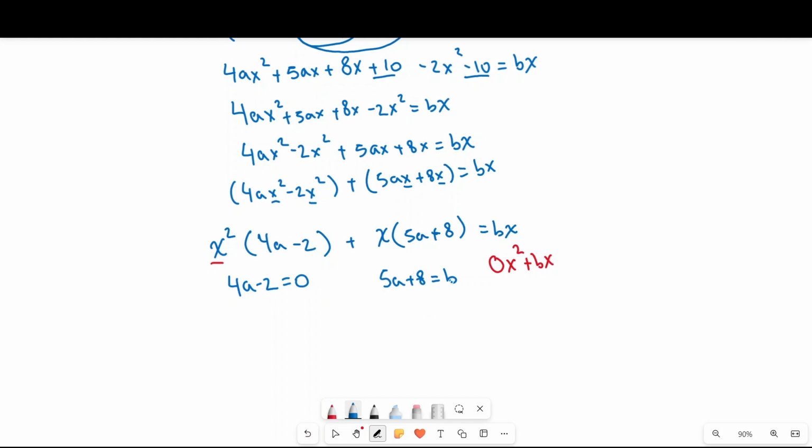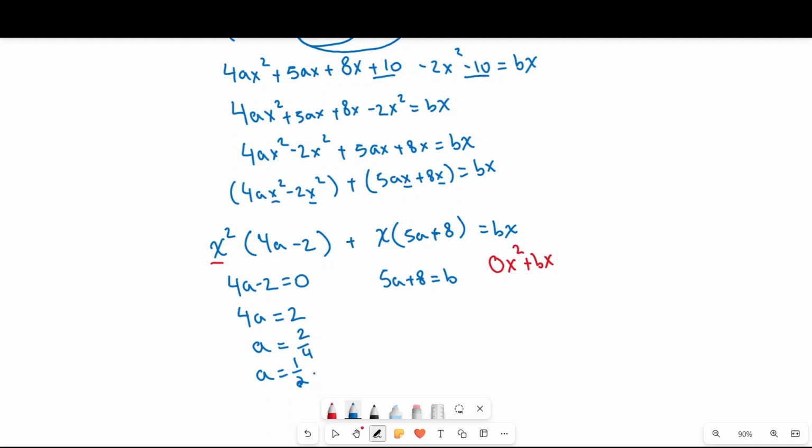Okay, so in order to find the value of b, we need the value of a, which we can find by solving for a in this equation. By adding 2 to both sides, we get 4a equals 2, and a is equal to 2 over 4, which simplifies to 1 over 2.